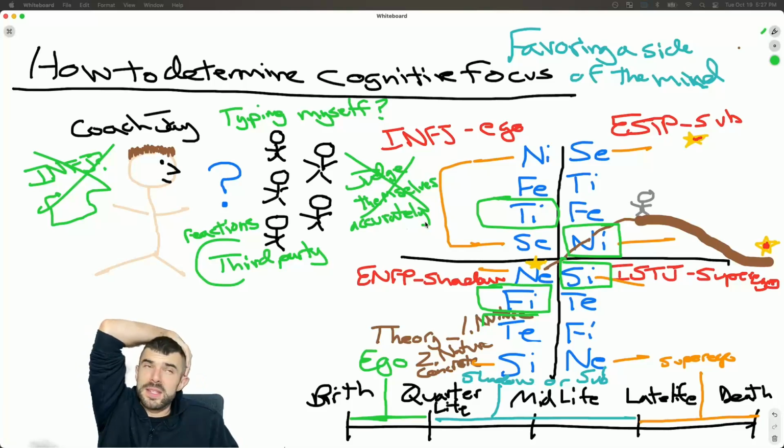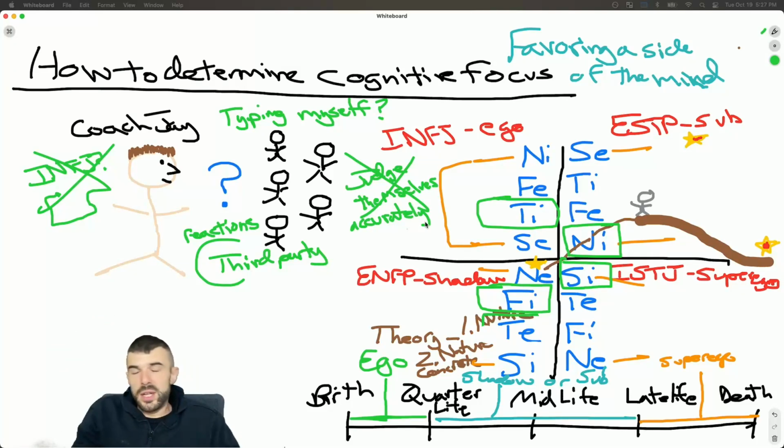But the bottom line is that people can't type themselves. They have to rely on third parties. So I'm going to give you folks an exercise that I use in my coaching to help you determine cognitive focus for people in your life, but then also technically people for yourself. But you can't administer it on yourself. Someone else will have to administer it onto you, okay? Because you cannot judge yourself accurately. No one really actually can.